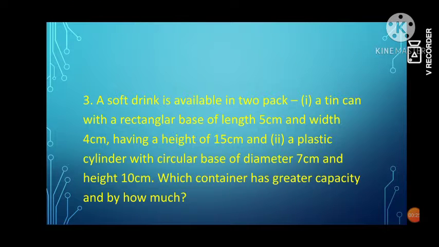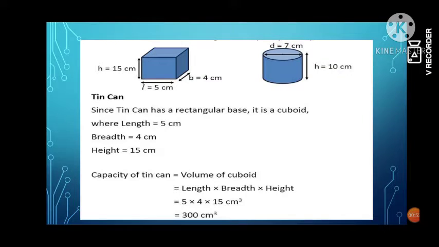A soft drink is available in 2-pack. First part, a tin can with a rectangular base of length 5 cm, width 4 cm and having a height of 15 cm, and a plastic cylinder with a circular base of diameter 7 cm and height 10 cm. Which container has a greater capacity and by how much?